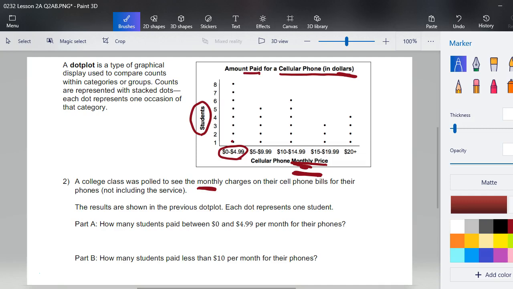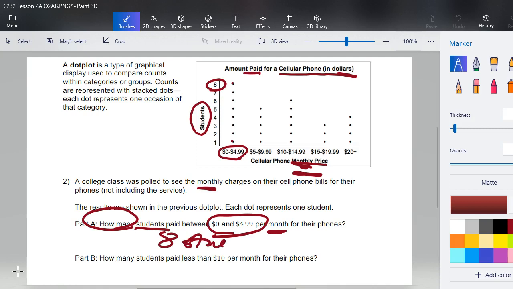Let's start by looking at part A. Part A asks how many. A good skill is to underline, circle, focus on, make parts of the question obvious as to what we're looking for. It says how many students paid between no dollars and $4.99 per month. We come up here to our dot plot, and there are 8 total dots. So that means there are 8 students.